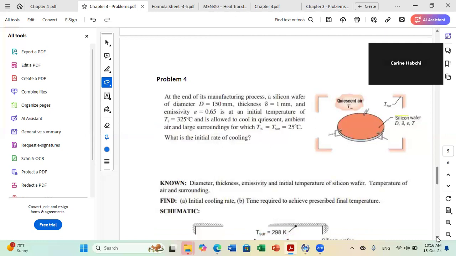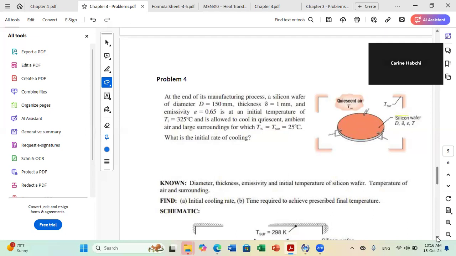Okay, another problem. At the end of its manufacturing process, a wafer of diameter 150 millimeters, thickness of 1 millimeter, and emissivity of 0.65 is at an initial temperature of 325 degrees and is allowed to cool in quiescent ambient air and large surroundings, for which T infinity equals T surrounding equals 25 degrees. We need to calculate the initial rate of cooling.